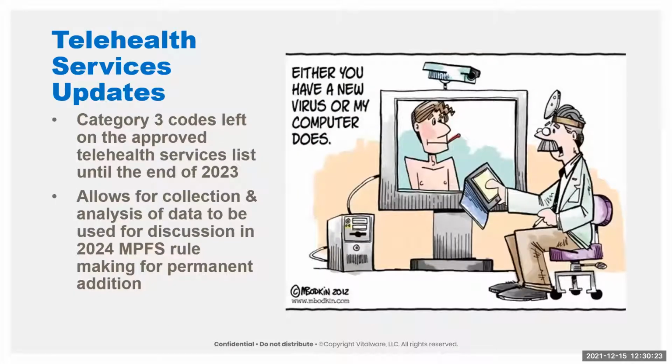And so right now, the category 3 codes are left on the approved telehealth services list until the end of 2023. So a lot of the updates for items are going to be through the end of the public health emergency for COVID-19, or through the end of the calendar year in which the pandemic ends. But for telehealth services, these category 3 services are going to be left on there until the end of 2023. And that is going to allow for the collection of data, and they will be discussed further in next year's final rule regarding making those additions permanent or removing those.